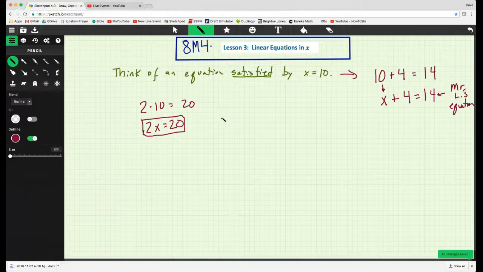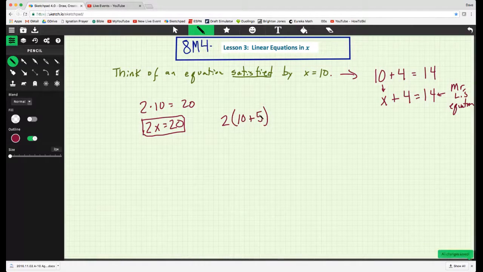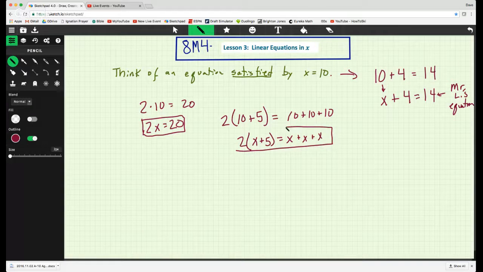Let me do another tricky one. 2 times 10 plus 5, well, 10 plus 5, that's 15 times 2, that's 30 on the left. And let's say 10 plus 10 plus 10. Well, that's 30 on the right. So my other equation could be 2 times x plus 5 equals x plus x plus x. This would also be satisfied by x equals 10, because if I went back and put a 10 in for all of my x's, it would be true. Let me try another one.